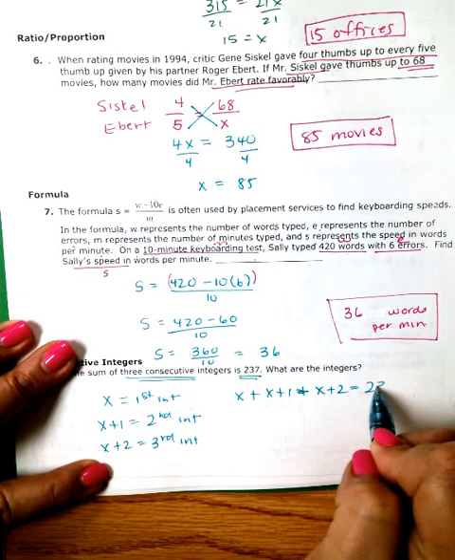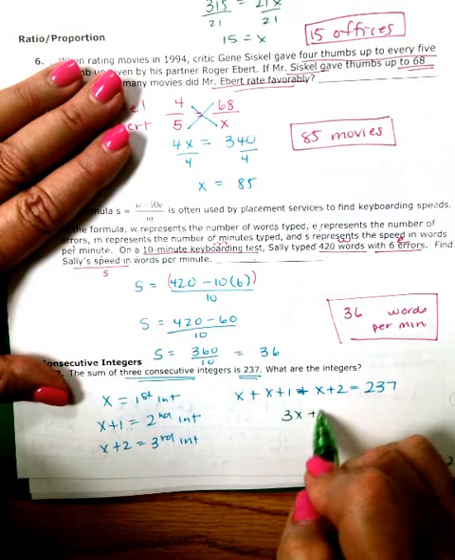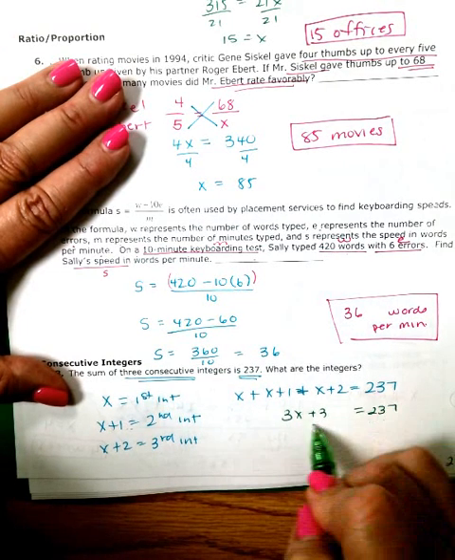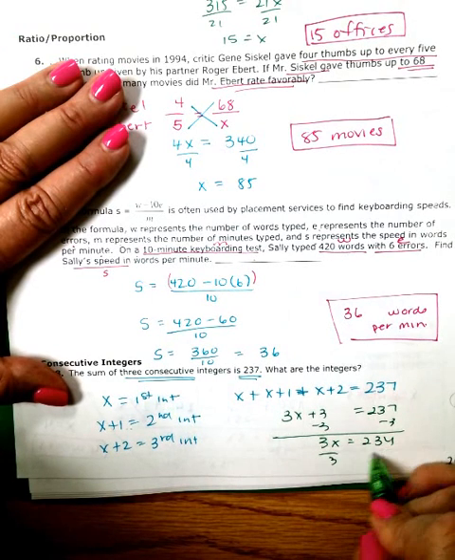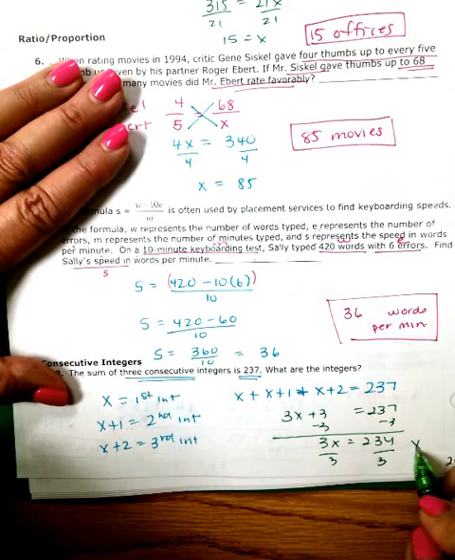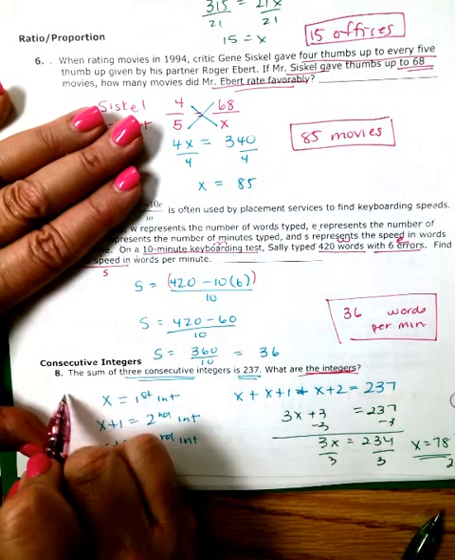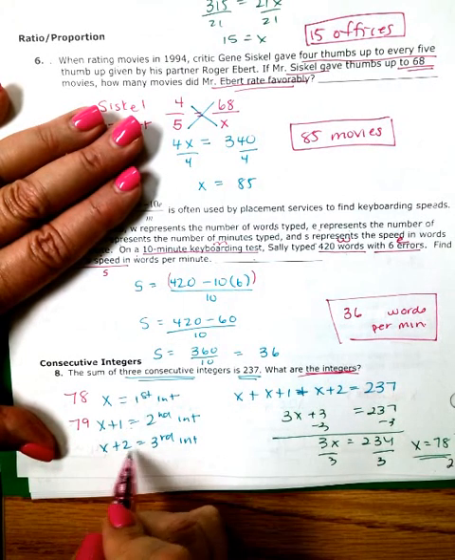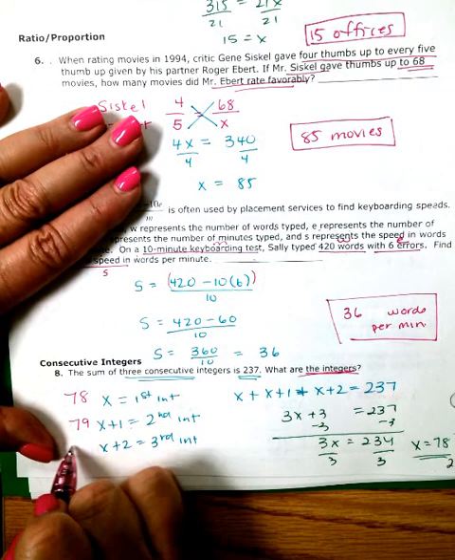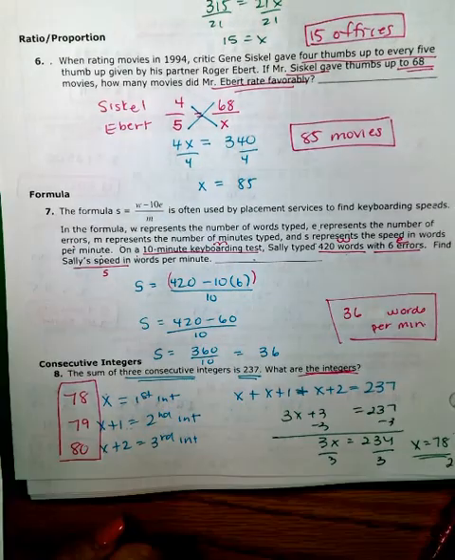equals my 237. So now when I solve, I combine my like terms. It tells me what x equals, but that's not my answer. It wants to know the integers. The first one is 78. I add 1, that's 79. I add 78 plus 2, that's 80. These are my three integers, and if I add them together, I should get the 237.